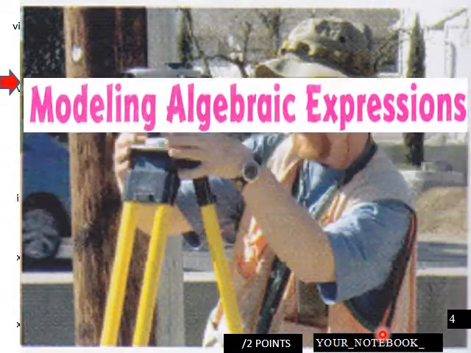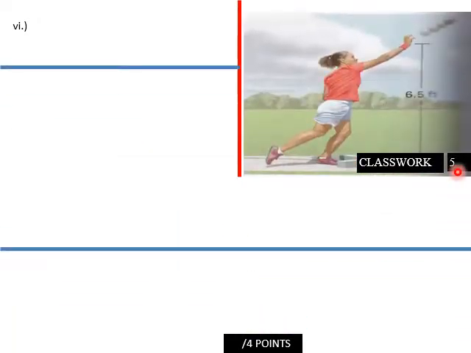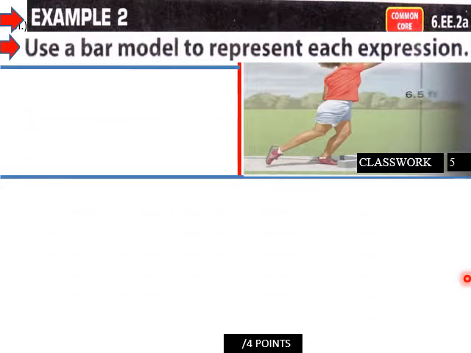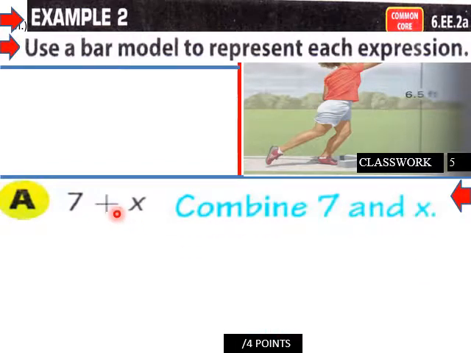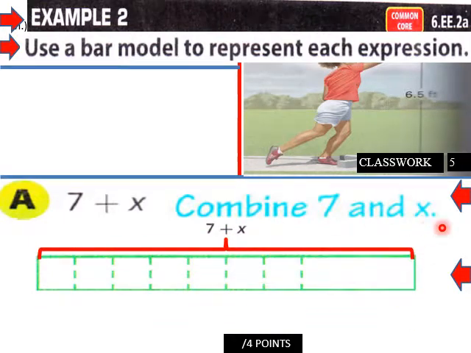Page 4 of notebook, students. Modeling algebraic expressions. Algebraic expressions can also be represented with a table. Classwork, page 5. Example 2. Use a bar model to represent each expression. 7 plus x, combine 7 and x. Here is a bar that will represent 7 plus x. Combine 7 and x. Here's 7 plus x.